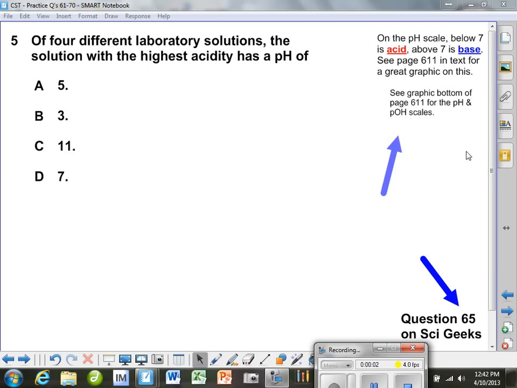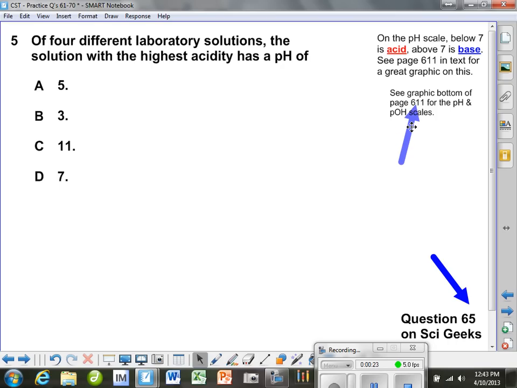Okay, the question set we'll be reviewing today is 65 to 70 on the CSTs. And again, the CST question numbers are right down here. In this first problem, we are doing acid-base pH. And so it helps to look in the textbook on page 611. And so let's go there together.